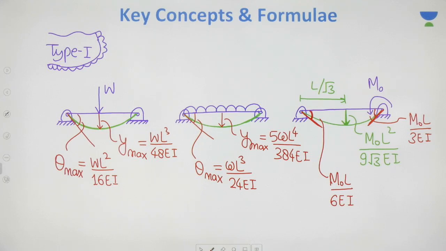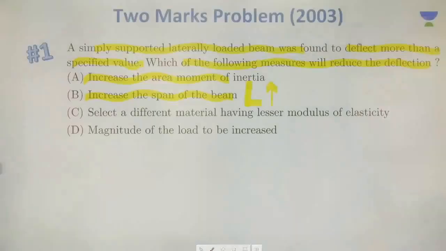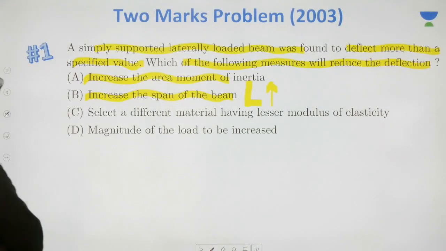Simply supported beam subjected to symmetric concentrated load at the mid, then simply supported beam subjected to UDL, then simply supported beam subjected to couple. Okay, please memorize them, and then we go ahead and try solving some problems.